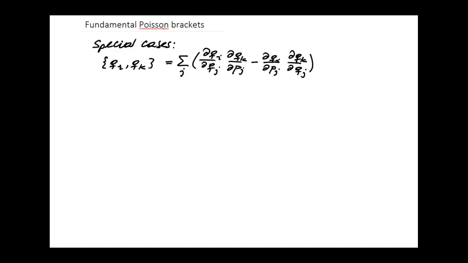When we look at the partial derivative of Qk with respect to Pj, keeping all the Q's fixed, this is 0. Likewise, the partial of Qi with respect to Pj, keeping all the Q's fixed, this is 0. So in fact, this Poisson bracket equals 0. And this is the first of the so-called fundamental Poisson brackets. The Poisson bracket of two position coordinates is 0.